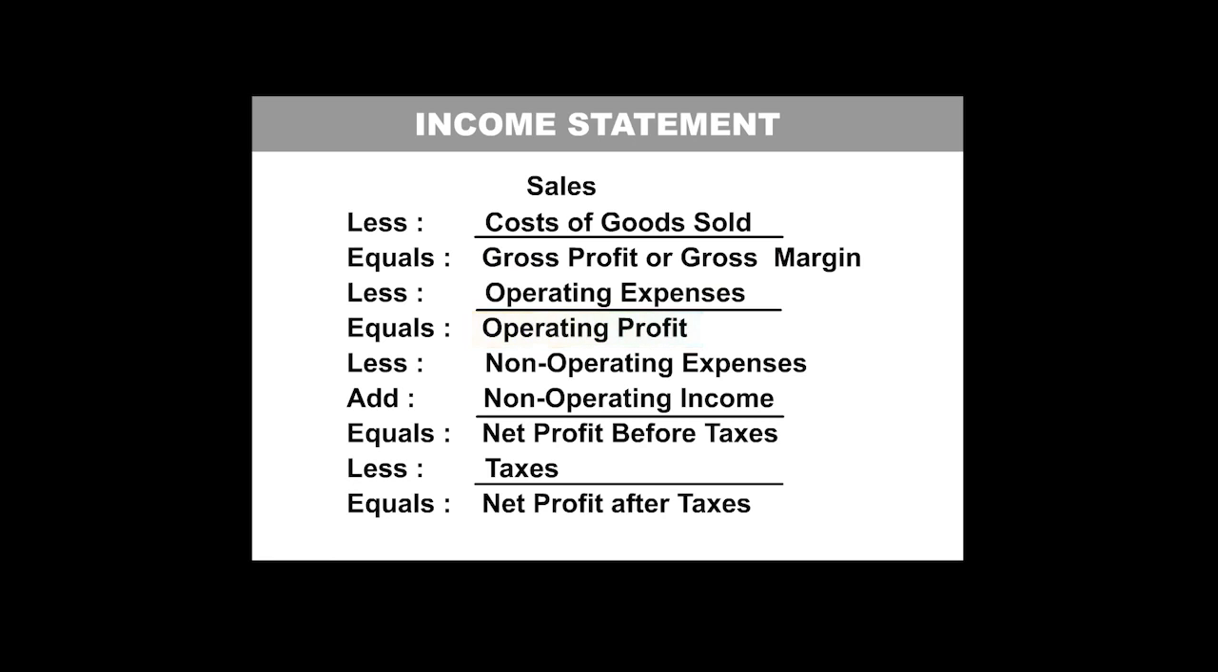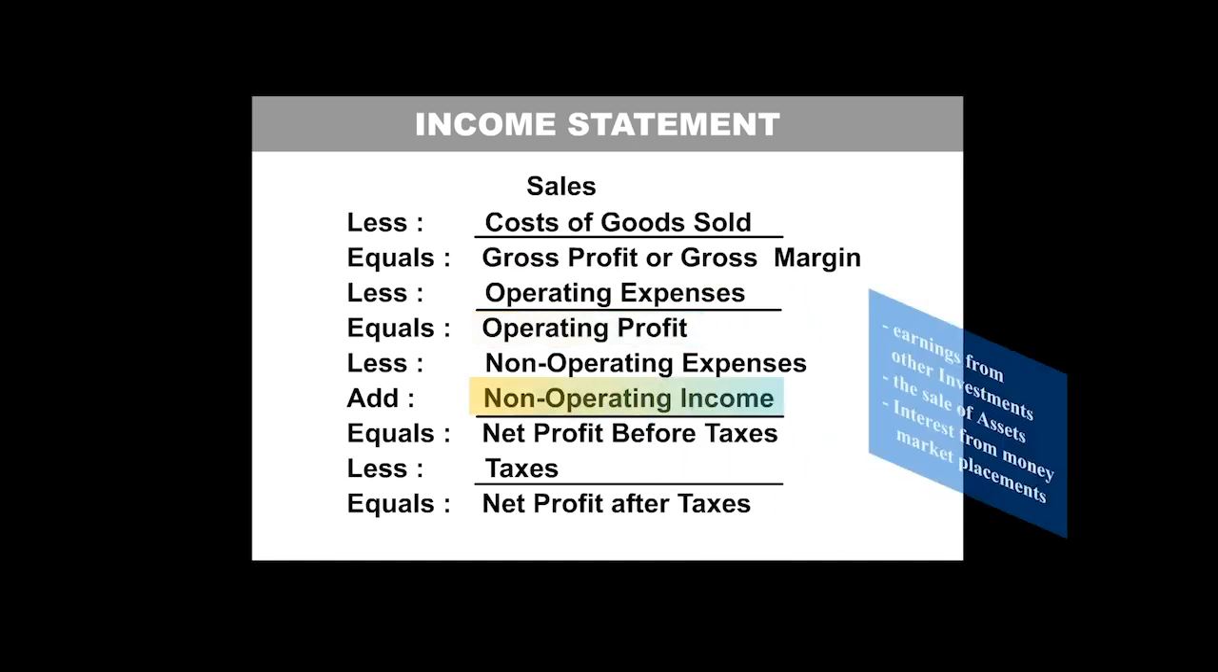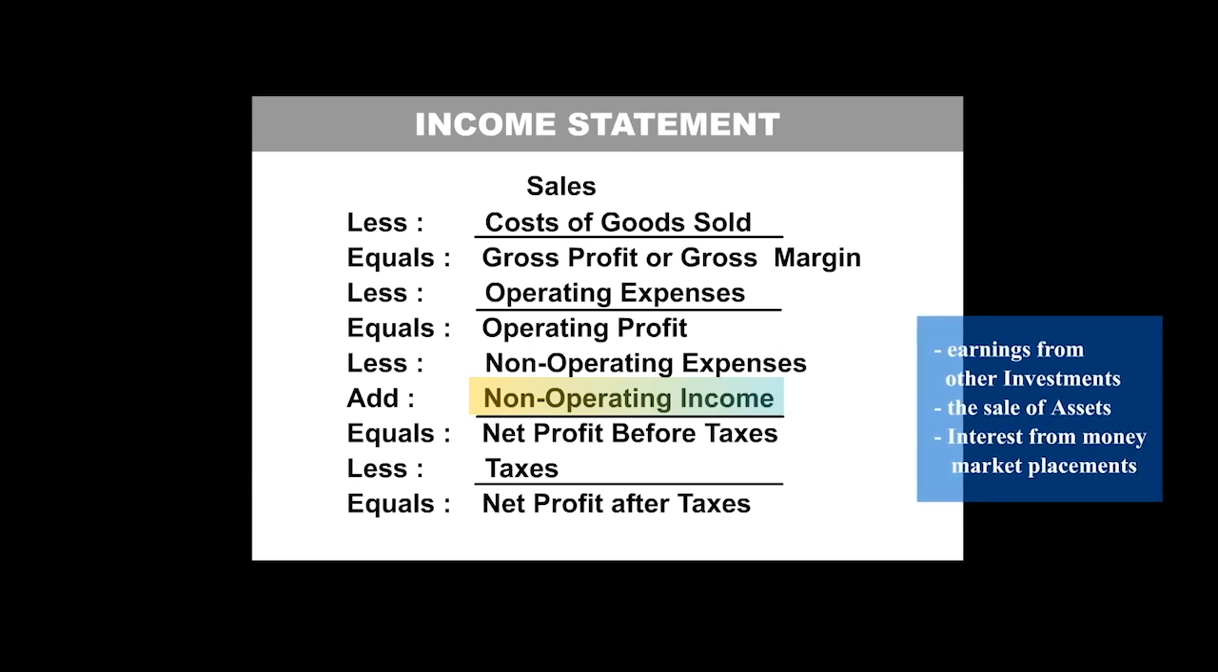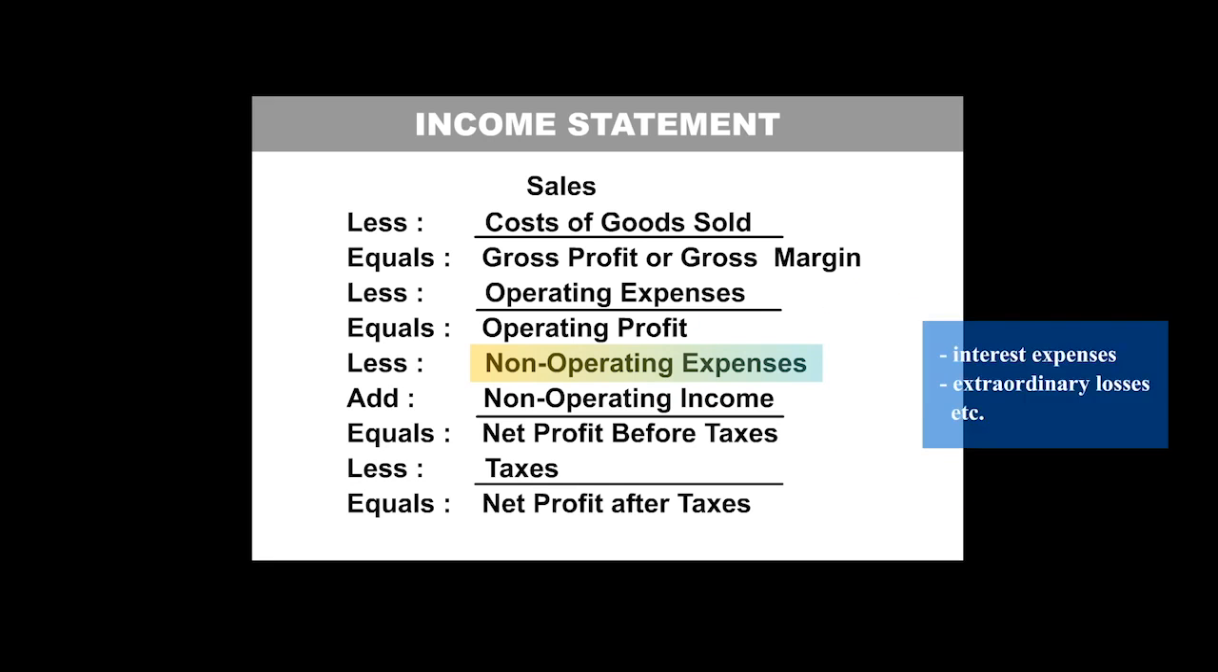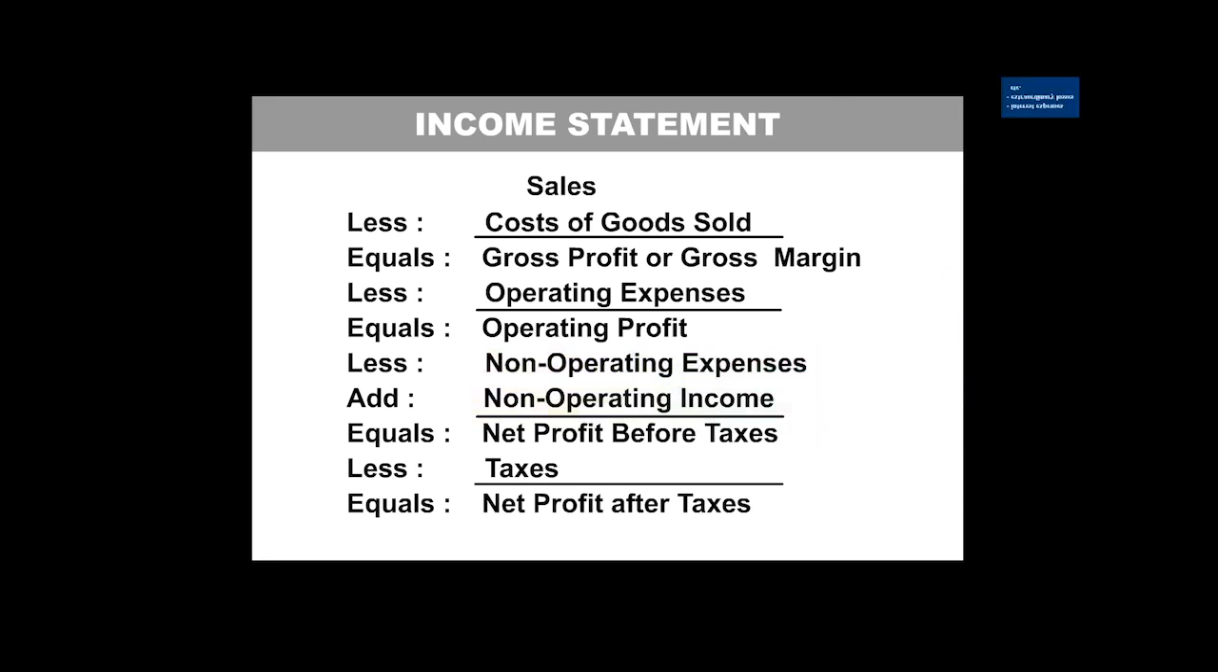From operating profit, the accountant adds all non-operating income, such as earnings from other investments, the sale of assets, interest from money market placements, and subtracts non-operating expenses, such as interest expenses, extraordinary losses, etc., to derive net profit before taxes. Taxes are deducted to get net profit after taxes. Once more, the analyst gets the percentage or ratio relationship of each of these items to sales.